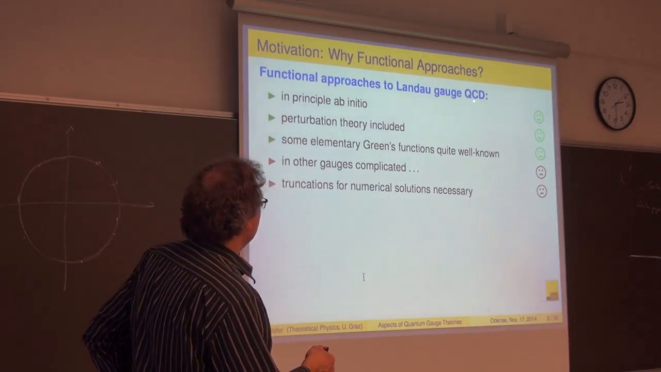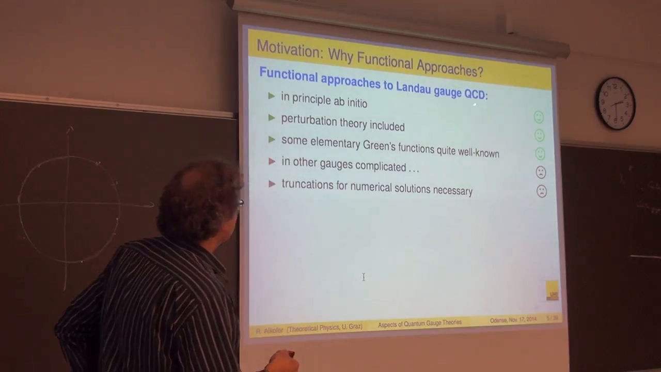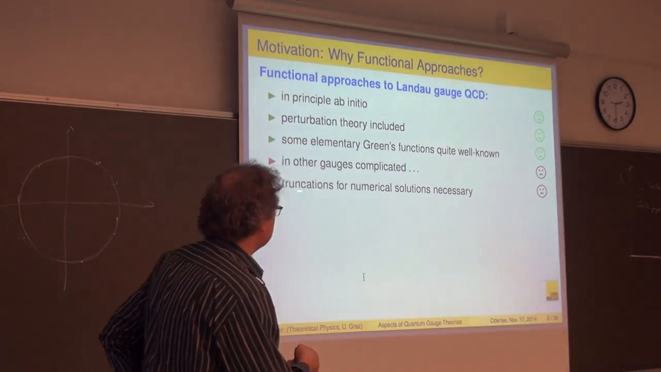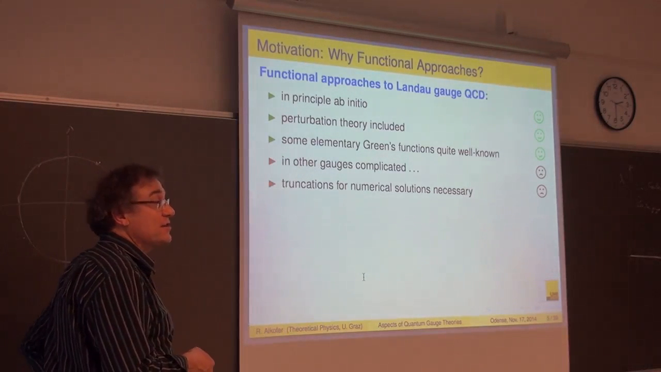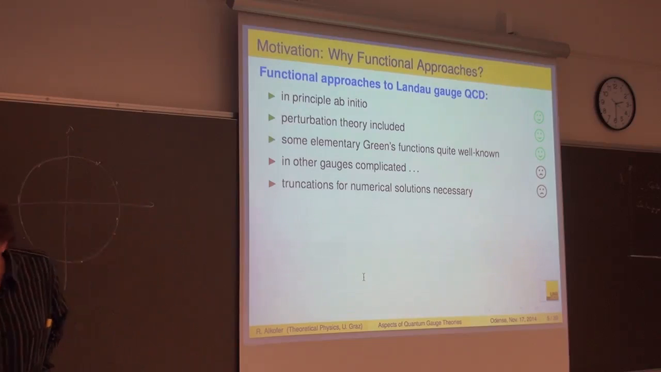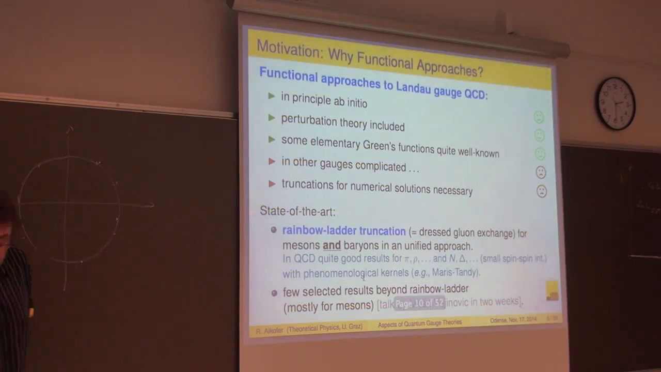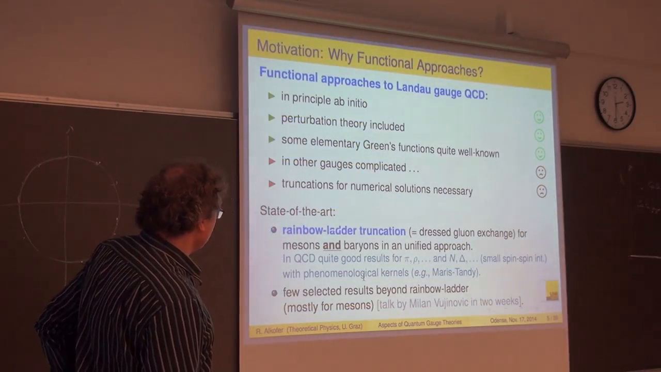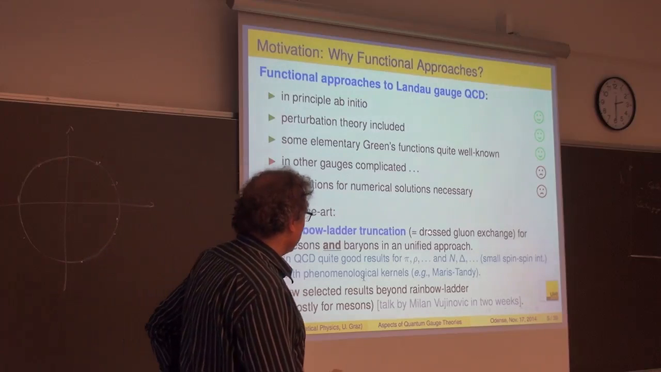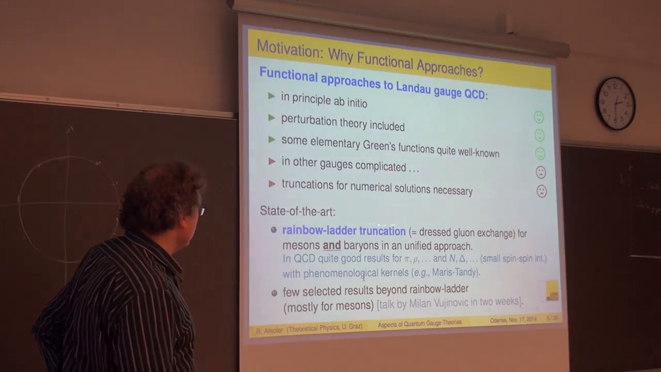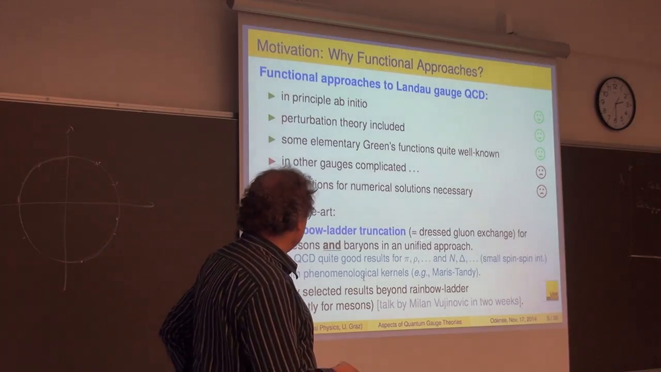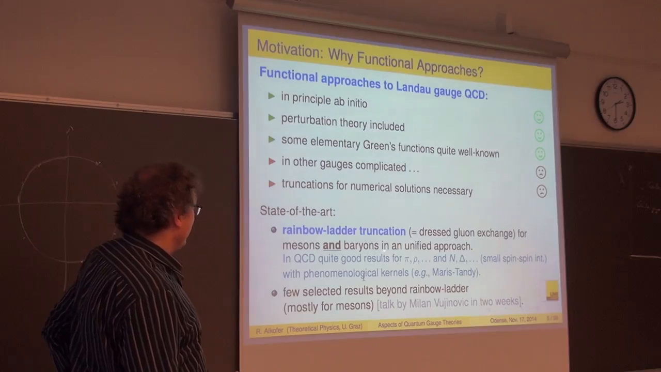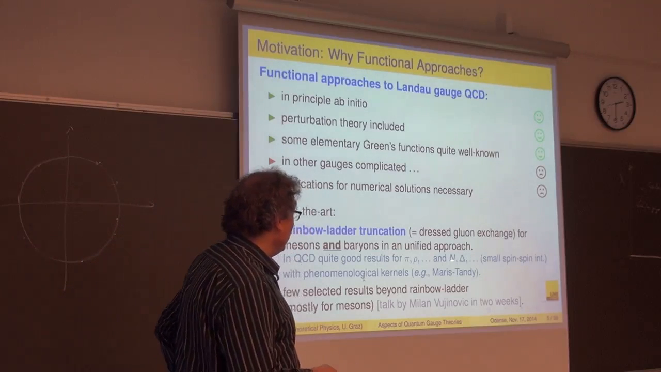After we have learned for QCD how to do this, this doesn't mean that in another gauge theory the same idea of truncating the equations will work. Actually, it will not. That's one of the lessons we learned. And what's the state of the art for QCD? We can employ a so-called rainbow-ladder resummation. That's nothing else than some kind of gluon exchange for mesons and baryons in a unified approach. And in QCD, this gives quite good results for a number of mesons and baryons.